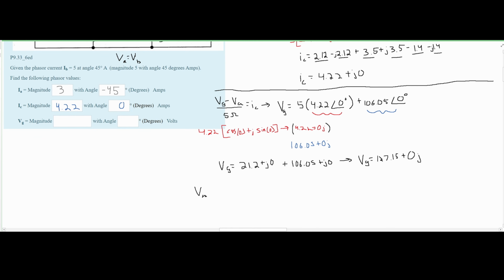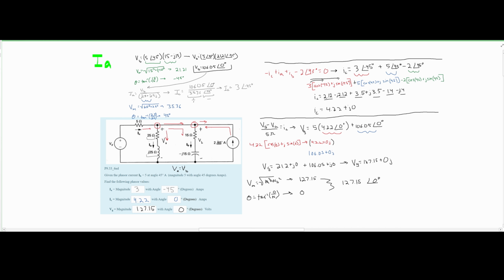And now we can convert this back. We know that our V magnitude is equal to the square root of our first number squared plus our second number squared. This means that for this problem, we're going to have 127.15. And we know that our theta is equal to tangent inverse of our imaginary number, which is 0, over our real number, and this is going to give us 0, and tangent inverse of 0 is just 0. So for this, our V magnitude is 127.15, and our angle is going to be 0 degrees. And that is how you would go about solving this problem.